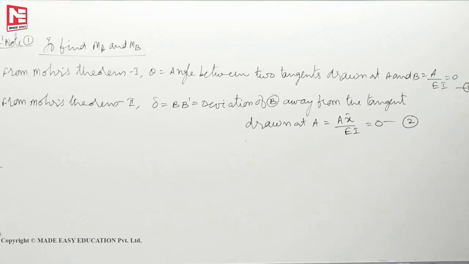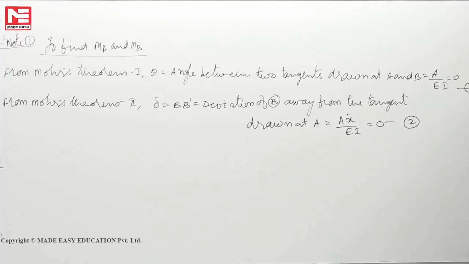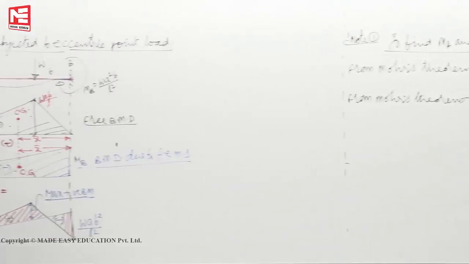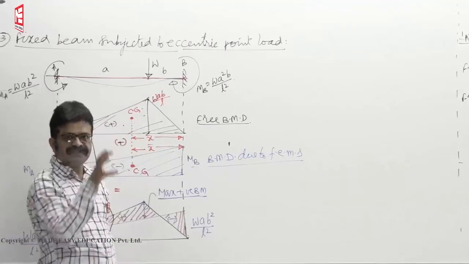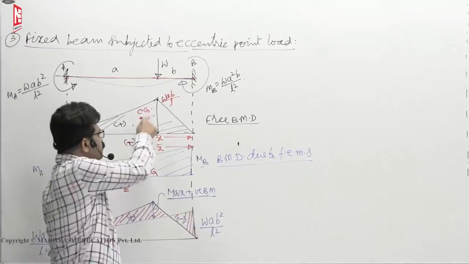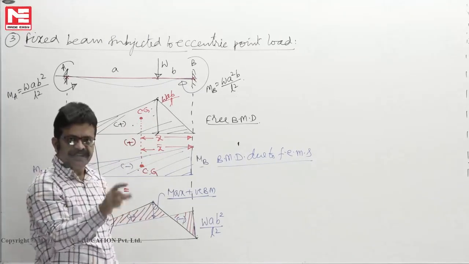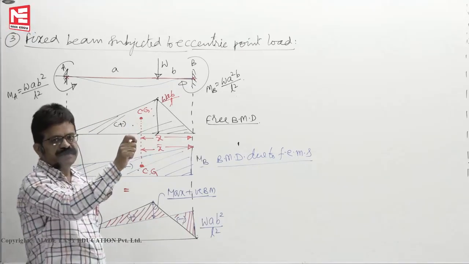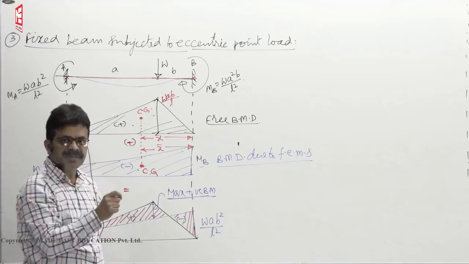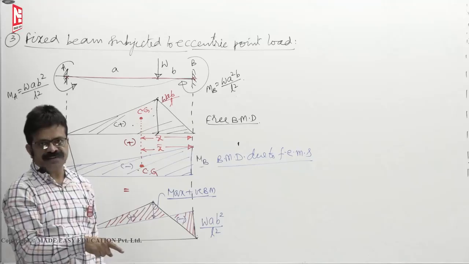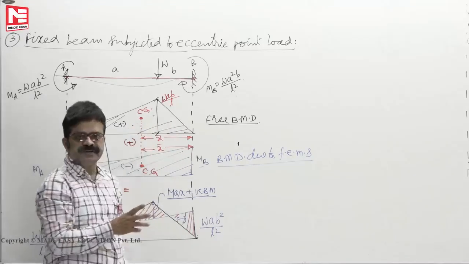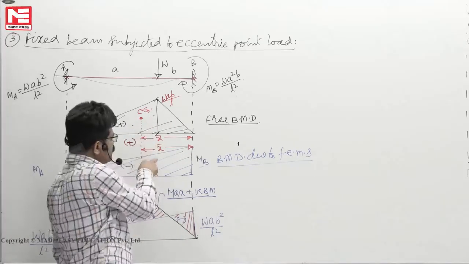Then positive area into x bar by A, negative area by A into x bar will be equal. So to satisfy Mohr's theorem 1 and 2, the bending moment diagrams' positive area and negative area have no choice. CG of the positive area by EI, CG of the negative area by EI must be on the same vertical line. So that x bar must be equal. This is one condition.